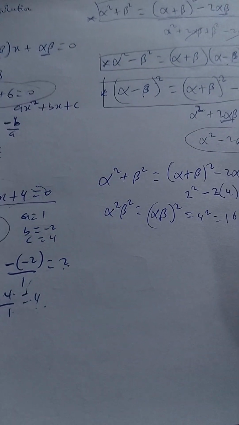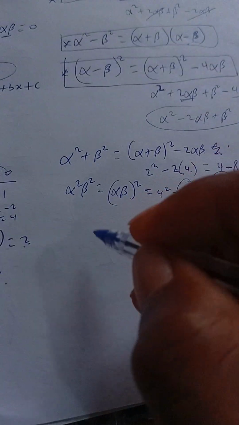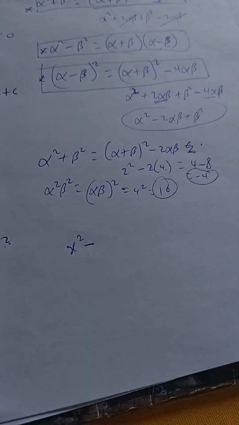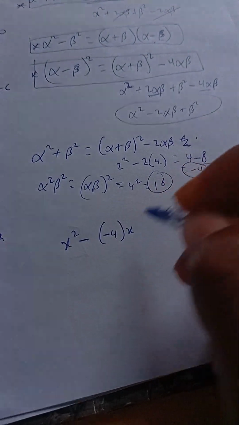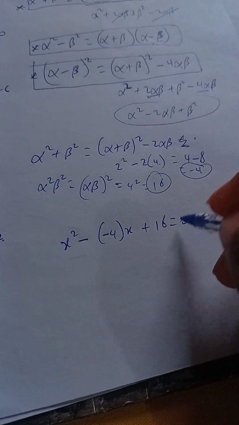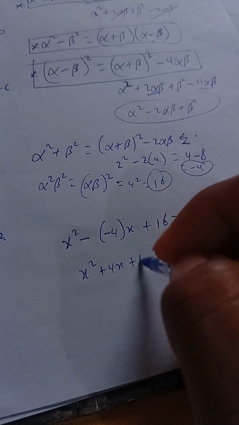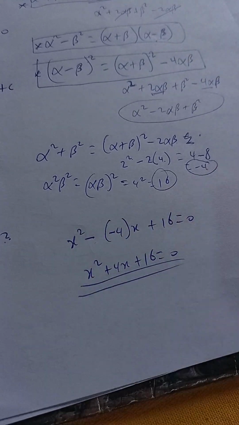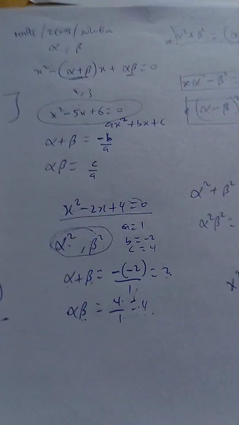Now we know the sum of roots and product of roots for the new equation. So x squared minus sum of roots, our sum of roots is negative 4, so minus sum of roots x, then plus product of roots equals 0. So x squared, this becomes plus 4x plus 16 equals 0. So this is our new equation. I think we can all solve that.